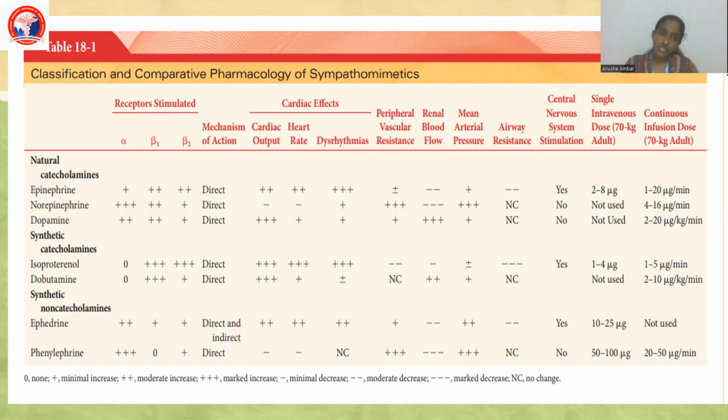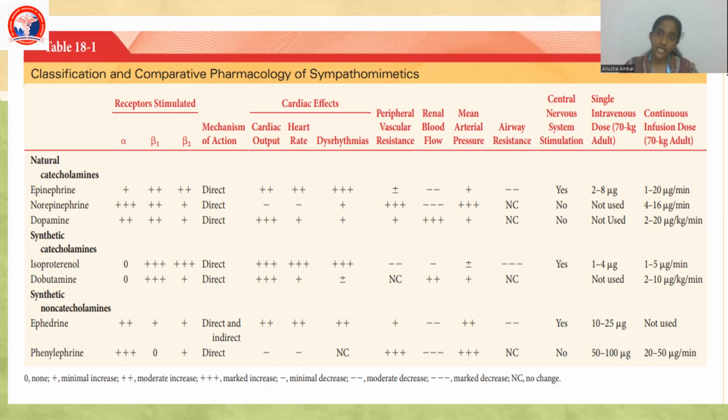Coming to ephedrine, it has more of an alpha action than beta. So vasoconstriction, mean arterial pressure rise, and peripheral vascular resistance all increase with ephedrine. But since there is also a beta action with ephedrine, we should be aware that it will lead to tachycardia, and the arrhythmia risk is also high with ephedrine.